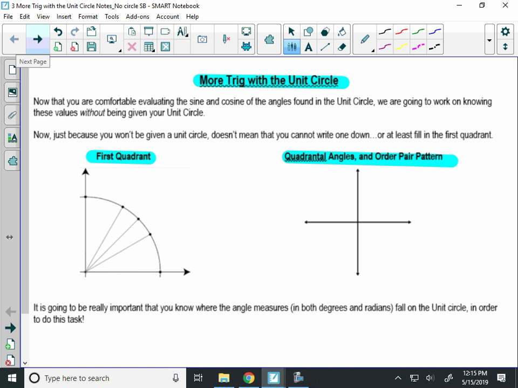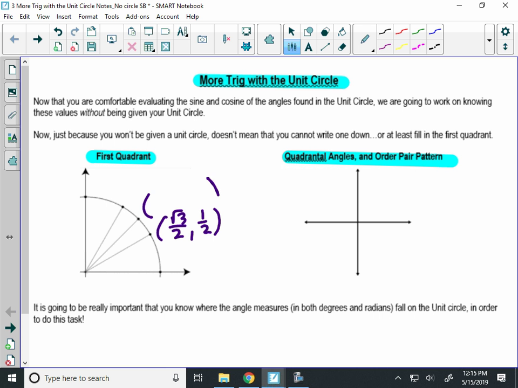My suggestion would be, if you draw anything on your paper when you're not given a unit circle, it should be the first quadrant and maybe some of the quadrantal angles. When I'm talking about the first quadrant, I'm talking about the ordered pairs for the first quadrant. So that's where your left-hand trick comes in, right? What's the ordered pair for 30 degrees, the first line? Yeah, radical 3 over 2, 1/2.